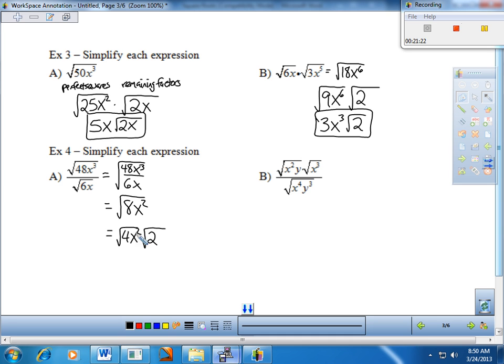And then, of course, let's simplify this piece right here. Square root of 4 is that. Square root of x squared we will dictate as that. And now I have that piece right there.